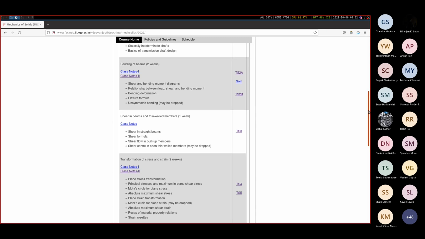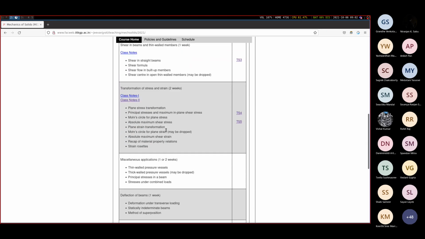And then there was a very general discussion over 2 weeks, transformation of stresses and strains, very general notions of changing our coordinate system, oblique orientations, principal stresses, principal strains, all these things we have covered. So all these things that we have covered till now have been done quite separately.